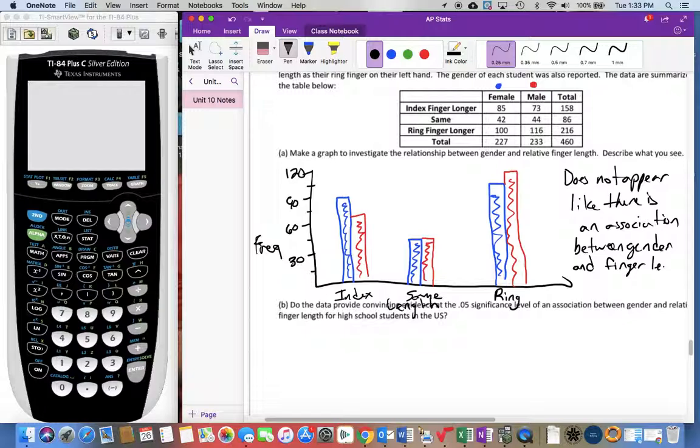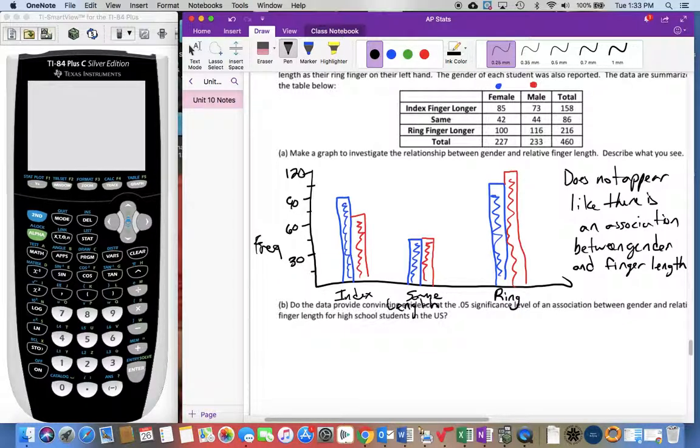Because really, if you notice, they're all pretty close to each other. It's not as if all of females have significantly larger index fingers than males. I mean, a little bit, but not much. The same length is almost the exact same, and ring fingers, again, is pretty close. So to me, it does not look like there's an association.